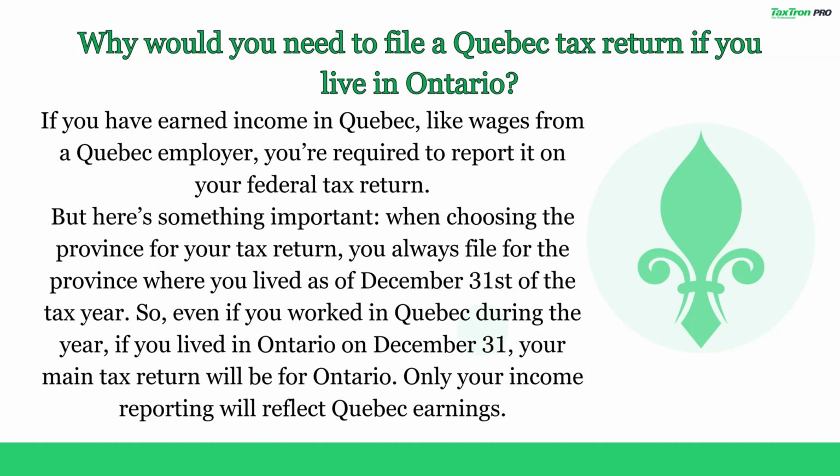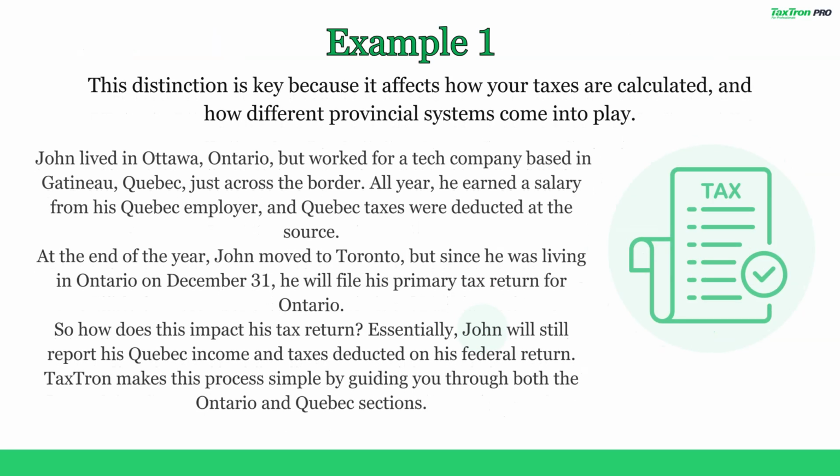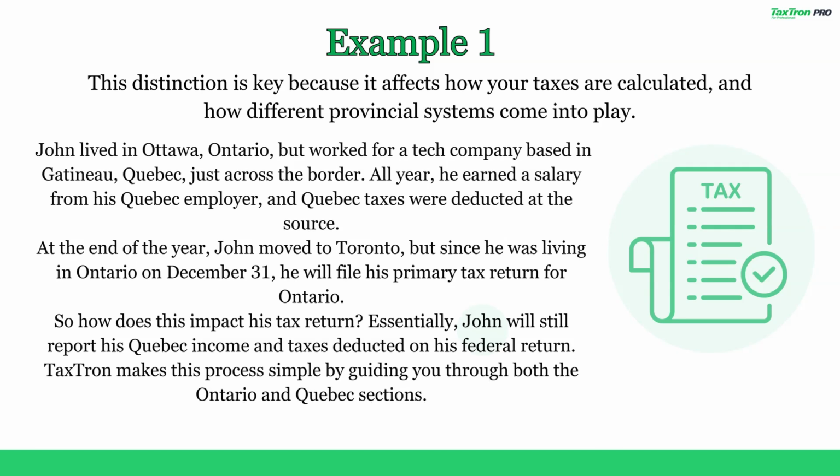When choosing the province for your tax return, you always file for the province where you lived as of December 31st of the tax year. So, even if you worked in Quebec during the year, if you lived in Ontario on December 31st, your main tax return will be for Ontario. Only your income reporting will reflect Quebec earnings. This distinction is key because it affects how your taxes are calculated and how different provincial systems come into play.